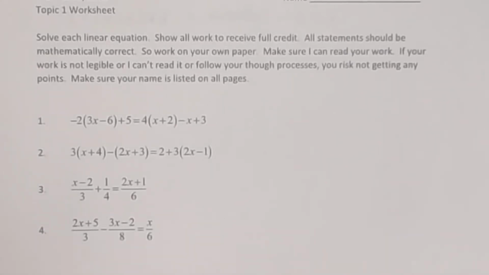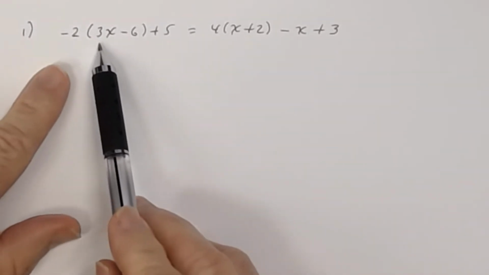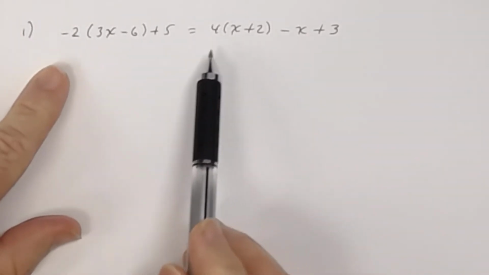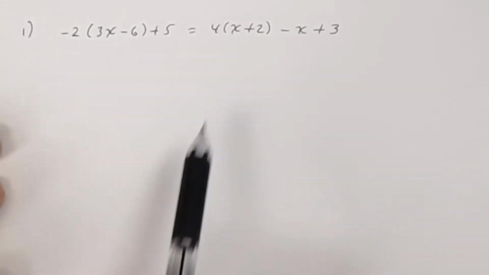This is the key to the worksheet on topic 1. And this is the first equation. So we have this linear equation, and in this linear equation you will notice you have parentheses. And so the first thing you want to do is to remove these parentheses. So we're going to use the distributive property.